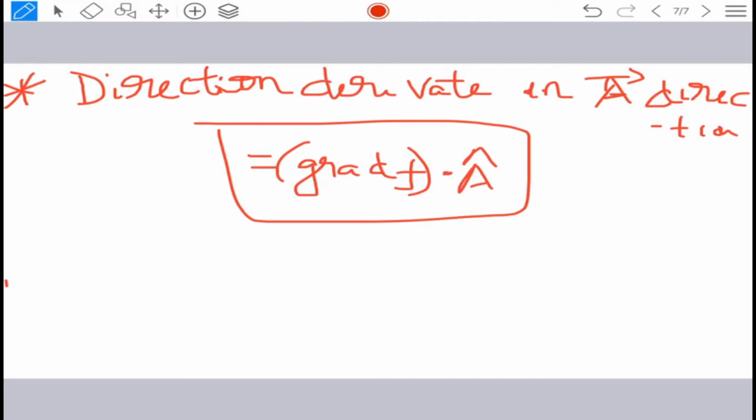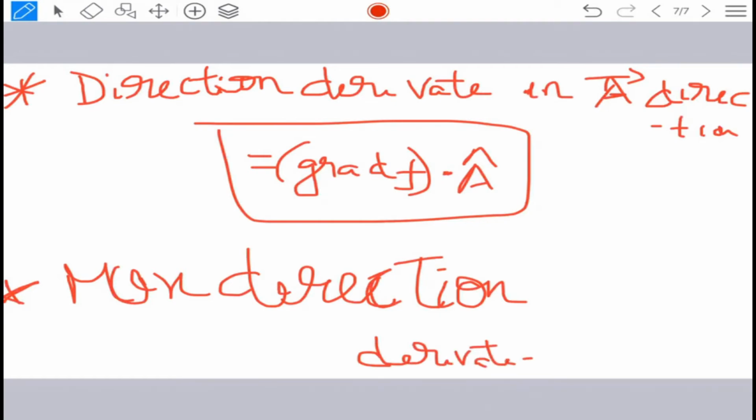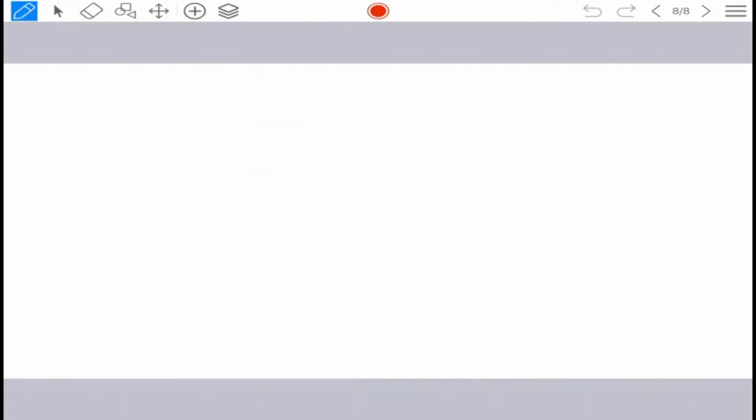Okay, the next formula: how to find the maximum directional derivative. Here is the formula: the magnitude of grad f.